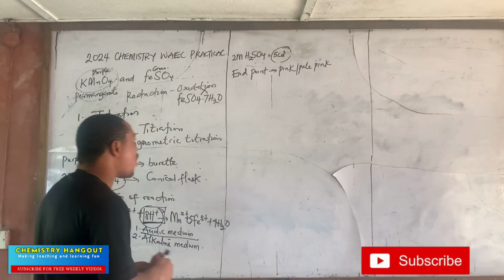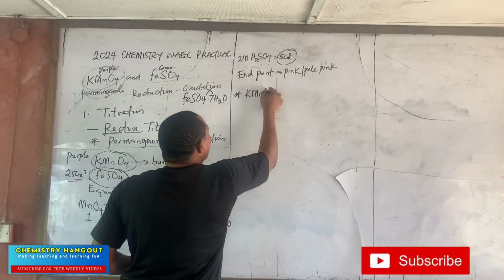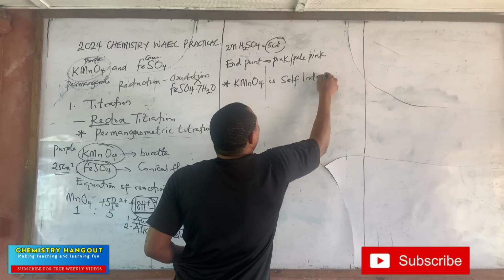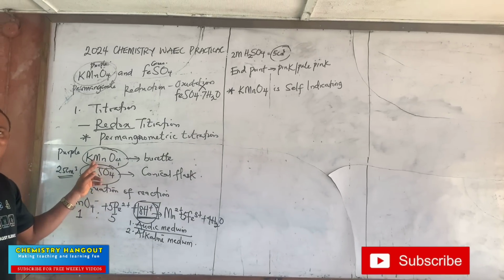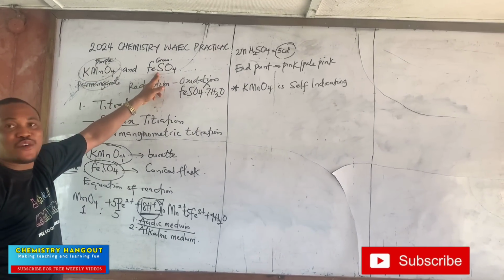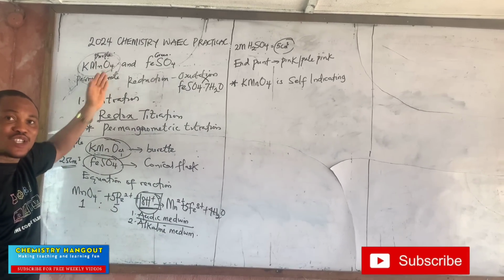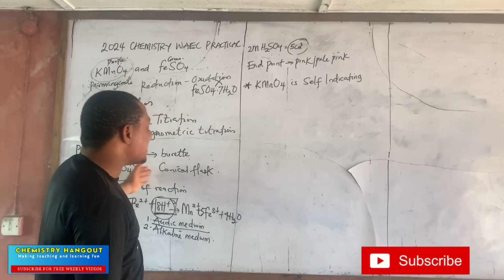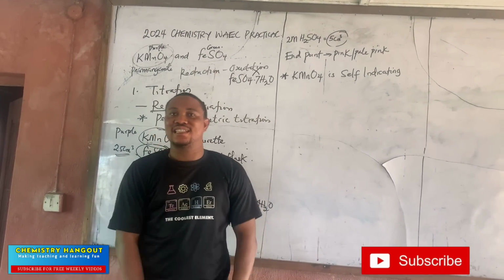Why is there no indicator? The reason is because KMnO4 is self-indicating. What do I mean by self-indicating? Self-indicating means KMnO4 is already colored. Have you forgotten? KMnO4 is already colored. We have said that our KMnO4 is purple, our FeSO4 is green. Definitely, if this changes, we will know, because KMnO4 is colored already. So KMnO4 is an indicator on its own. So you can be asked, why is it that there is no indicator? The reason is because KMnO4 is self-indicating. I want to believe that's clear.